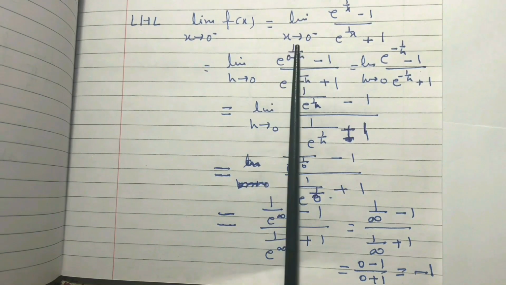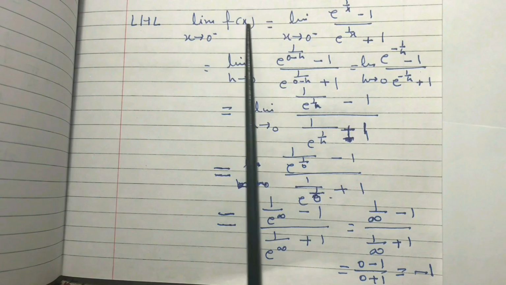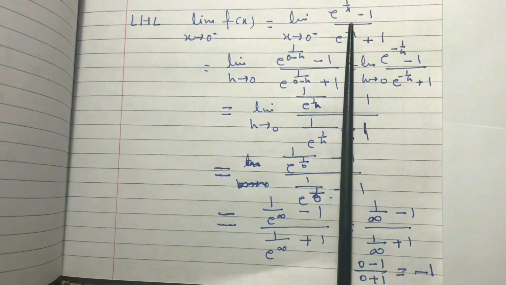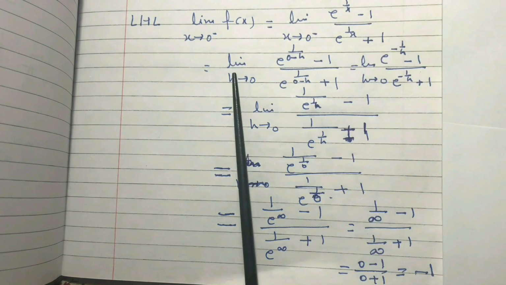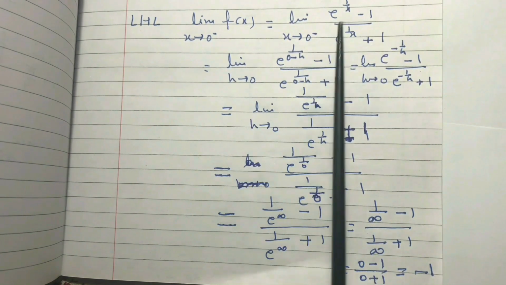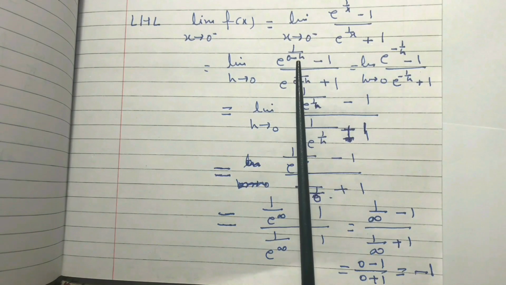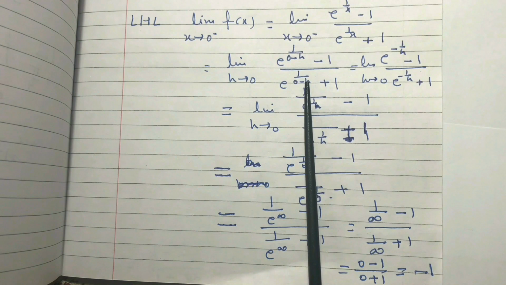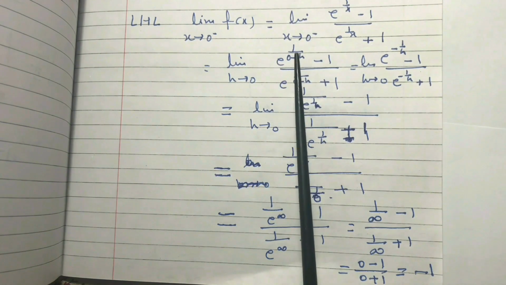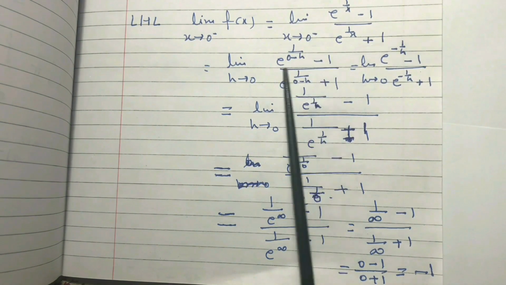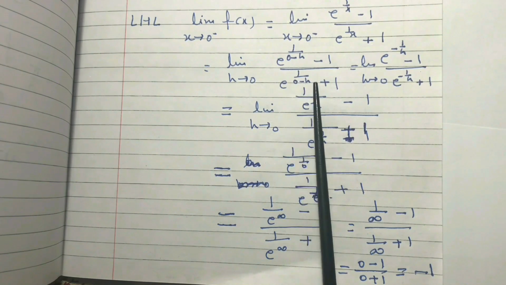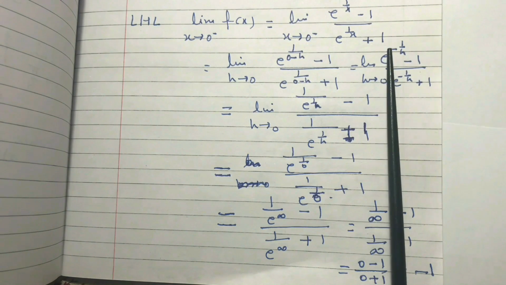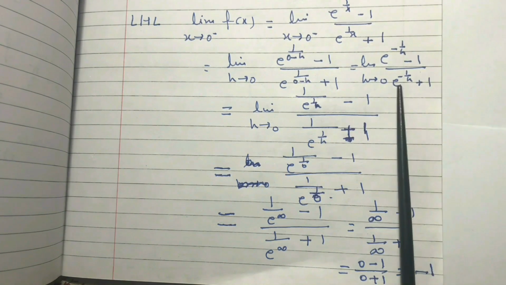This is equal to limit of x tends to 0 minus. We will write the function here, which is e raised to power 1 by x minus 1 upon e raised to power 1 by x plus 1. Now limit h tends to 0. This x is changed into 0 minus h, and this x is changed into 0 minus h. So we will have e raised to 1 upon 0 minus h minus 1 upon e raised to 1 upon 0 minus h plus 1. This is equal to limit h tends to 0, e raised to minus 1 by h minus 1, e raised to minus 1 by h plus 1.